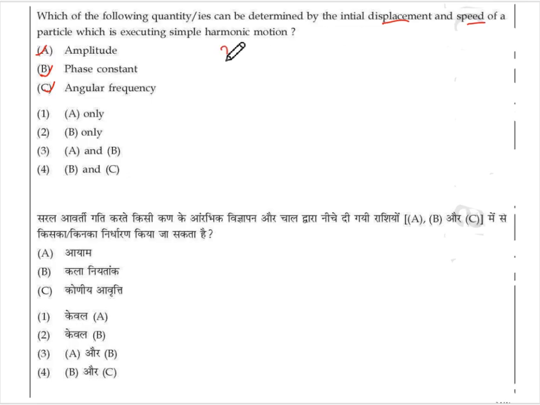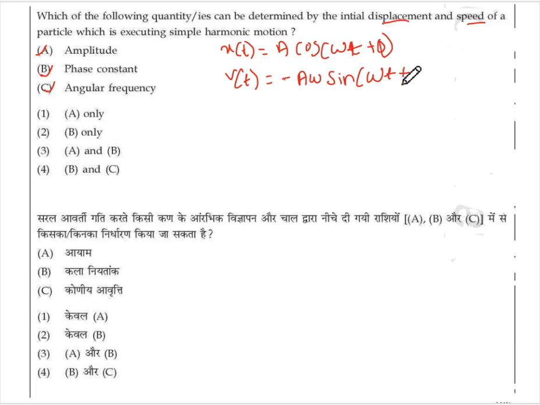So our formula is x of t. Our simple harmonic equation is a into cos of omega t plus phi, where phi is the phase difference. And if I find its velocity, v of t is written as minus dx by dt. If I take its derivative, I'm directly writing the answer: a omega sin of omega t plus phi.